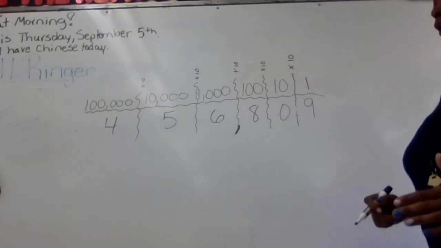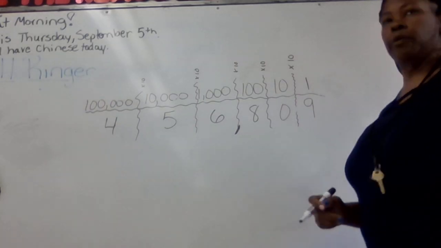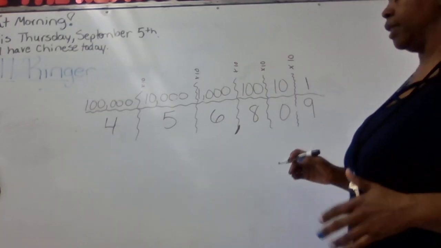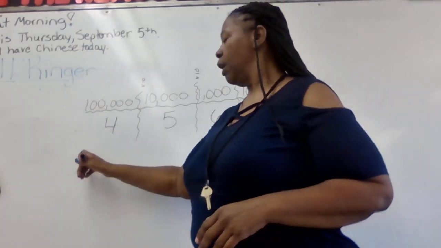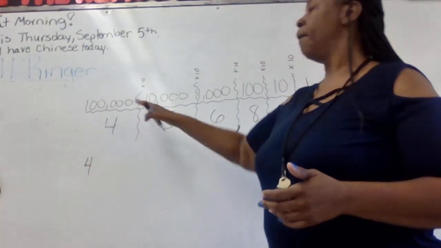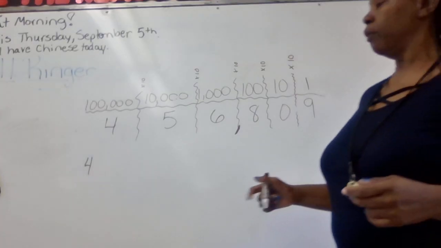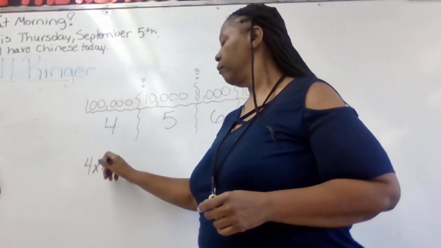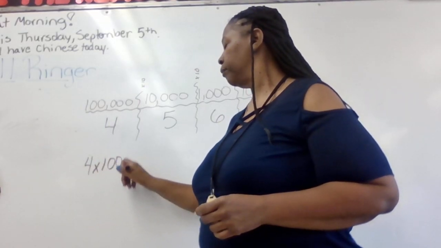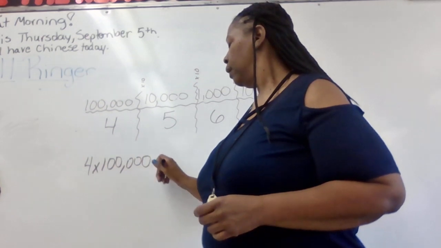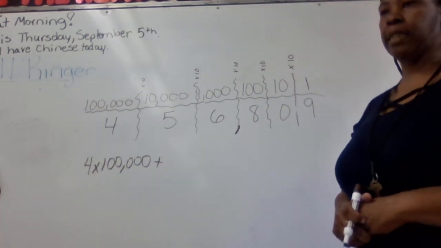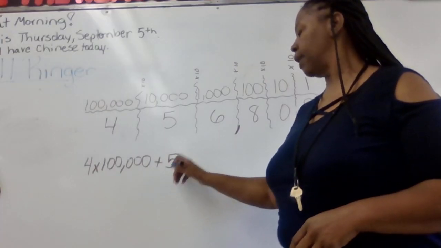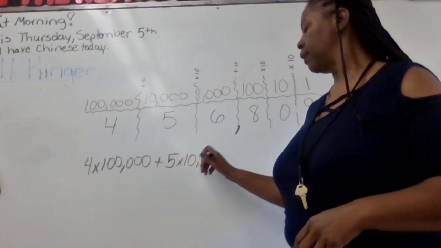Now we're going to do expanded form. And we're going to use one of the multiplication strategies in doing this. So first, I'm going to take the 4 because that's the number in the highest place value. And we know the 4 is in what place? The hundred thousands. So I'm going to do times 100,000. Plus, what's my next digit? 5. Well, what spot is the 5 in? It's in the 10,000 spot. So I'm going to do times 10,000.